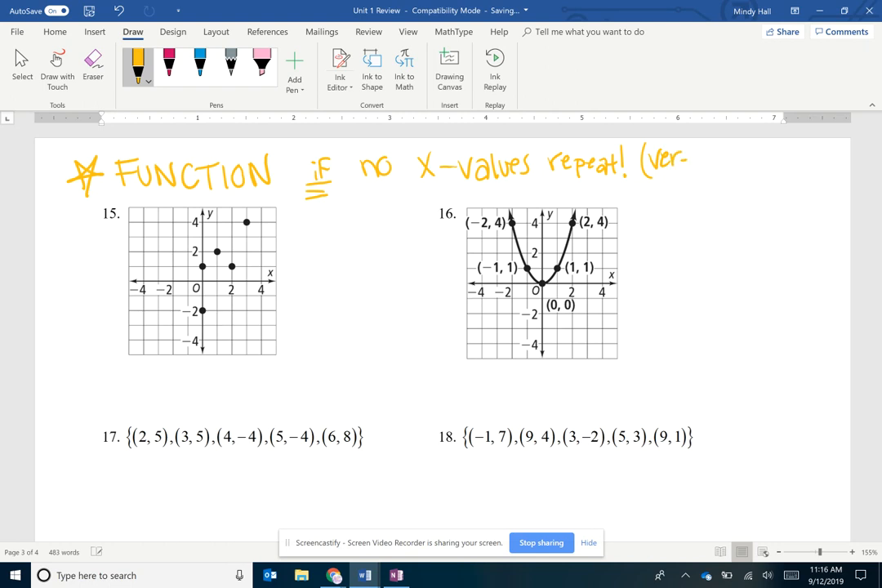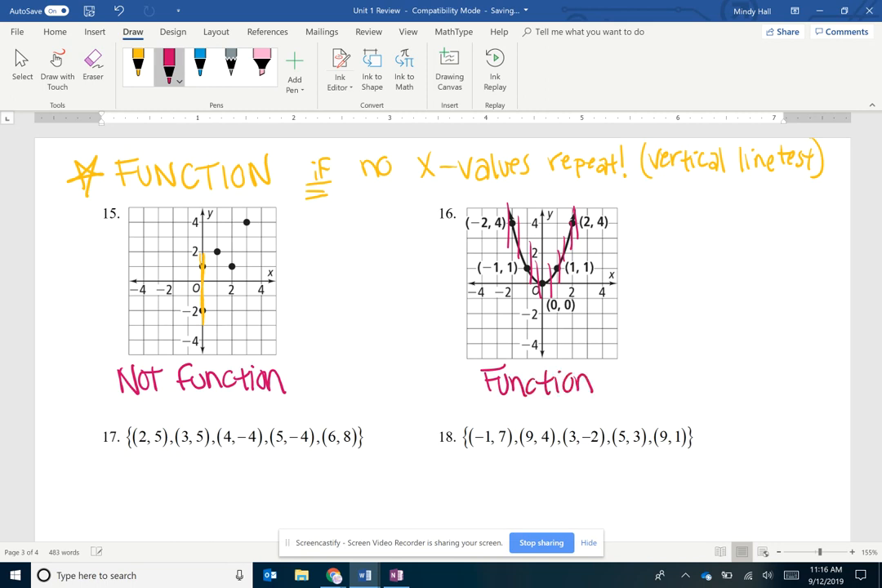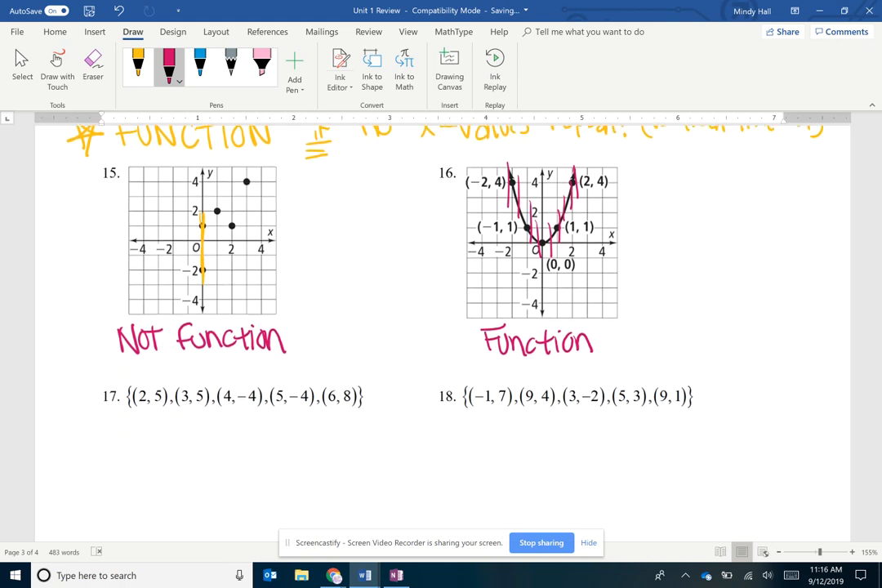And you can use the vertical line test, which is a fancy way to say, can you draw a vertical line and it hits more than once? If it hits more than once, it's not a function. So if you notice with 15, if I were to draw a vertical line in here, I'm hitting 2 of my points, so it is not a function. Okay? And then with 16, no matter how many vertical lines I draw, I'm only hitting it once, so this one is a function. And again, that reason that's above applies. There's no x values that are repeating.